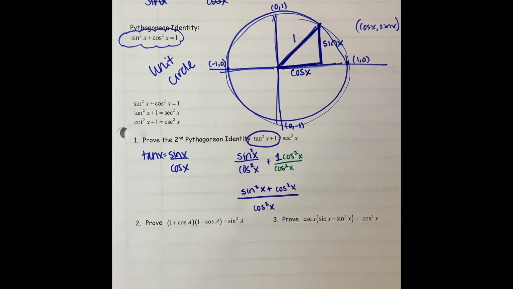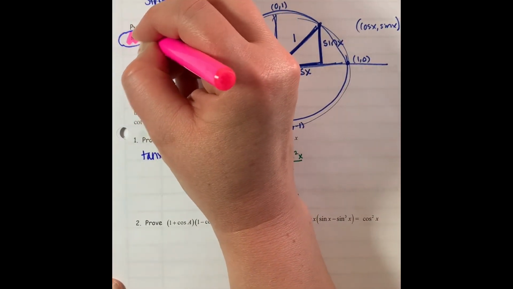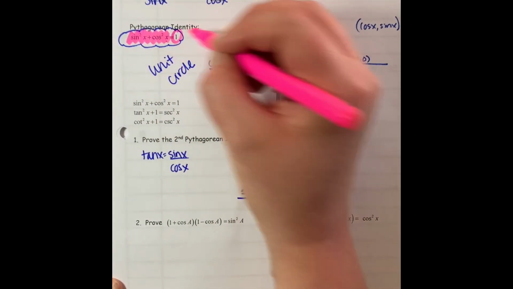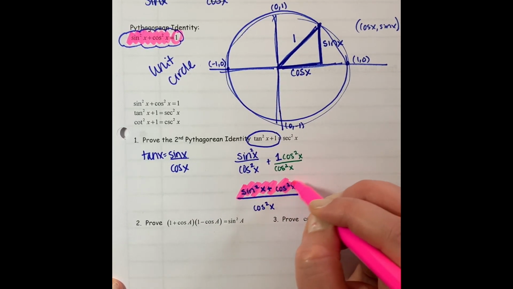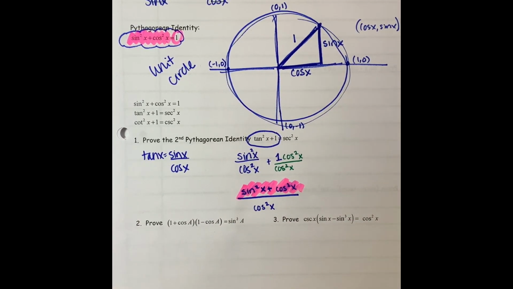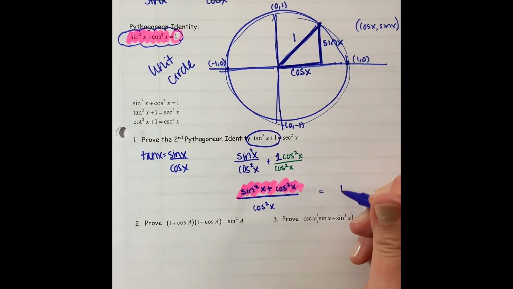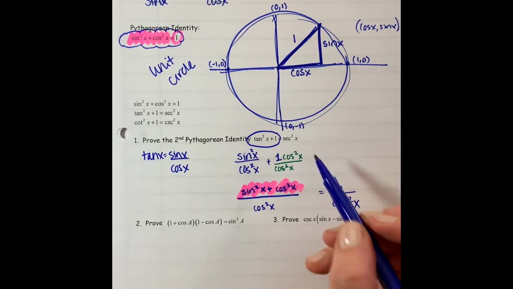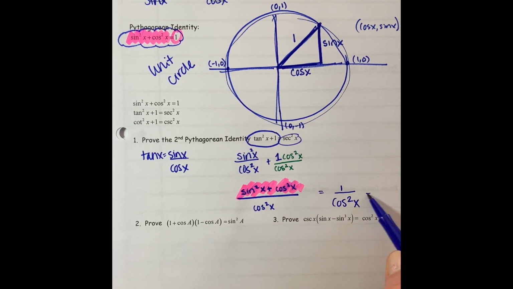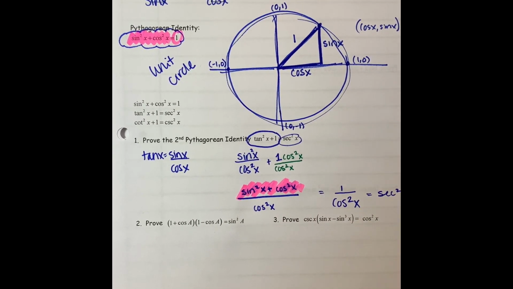But then look, your Pythagorean identity says that sine squared plus cosine squared is the same as 1. Well, then that means that sine squared plus cosine squared on top is really just a 1. Well, 1 over what? 1 over cosine squared x. And what is 1 over cosine the same as? Bam. Secant squared. Check. We did it.